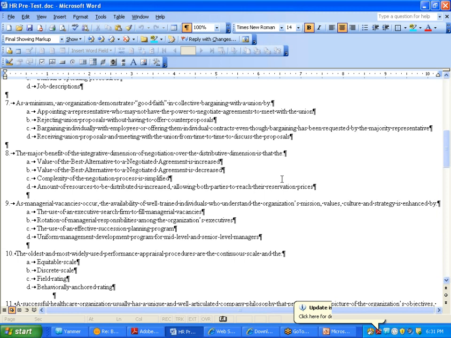Well, if you're acting in good faith, I would immediately discount B, rejecting union proposals without offering a counter proposal. Yeah, but we like that one so much.